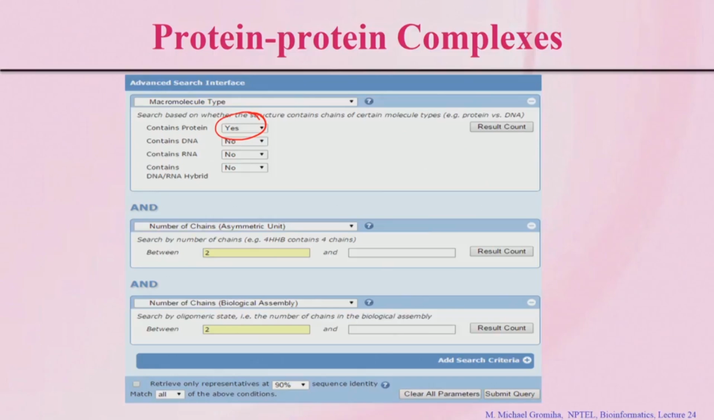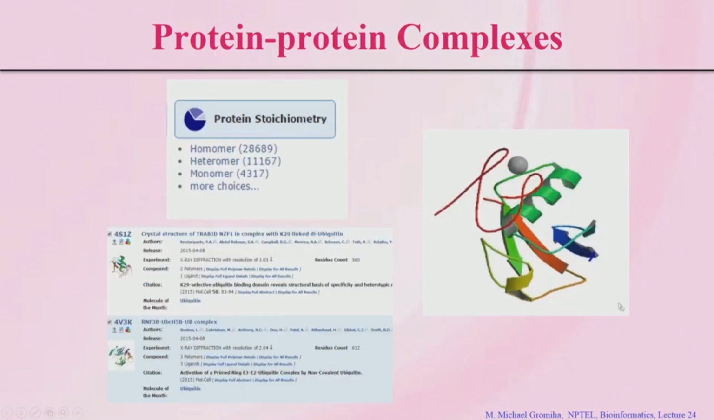Now we have to define how many chains you need, as in how many asymmetric units; at least we need 2. Then you have to see the number of chains based on biological assembly. Here let us say we take 2, and then if you submit the query, you will get the data. You can see this is the heteromer, this is the homomer, and you can see how many monomers and other choices. Then it will give the list, and you can see the structures and carry out your analysis.